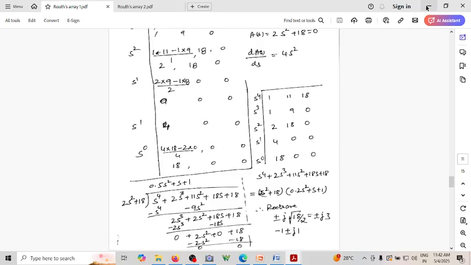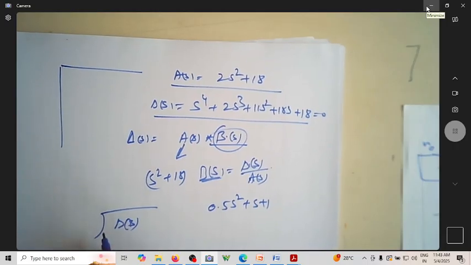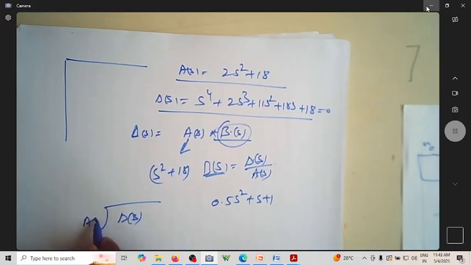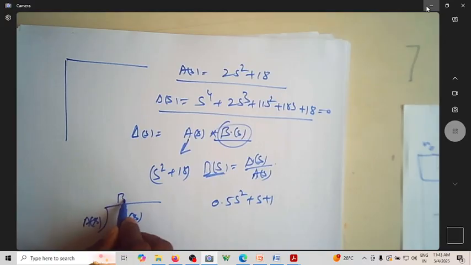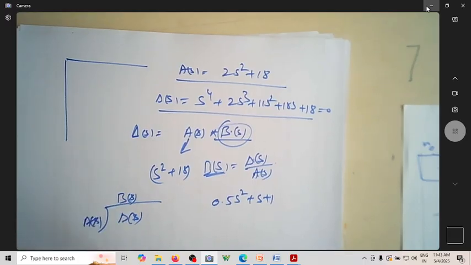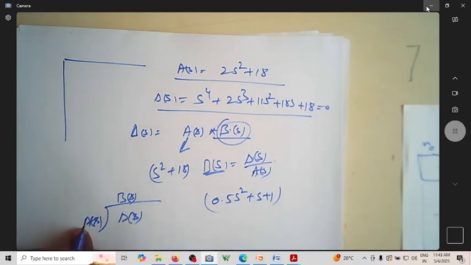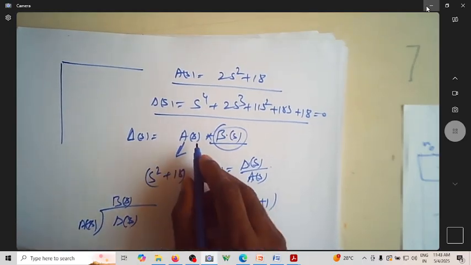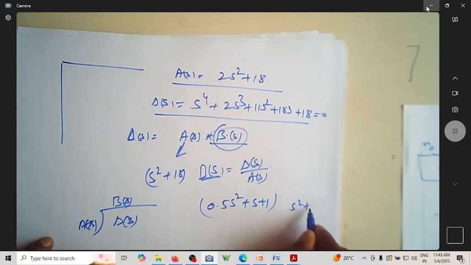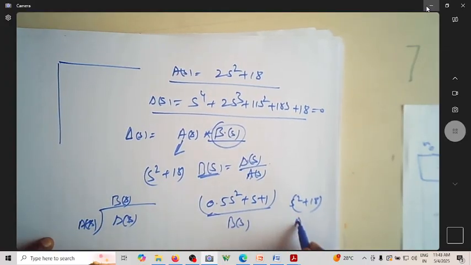So what I'm trying to do is, you have a characteristic equation and you have the auxiliary equation. Divide this characteristic equation by the auxiliary equation, and I'll get the other equation corresponding to the characteristic equation, which is the second part of my characteristic equation. So I know what this is. Of course, we know what E of s is, which is nothing but s square plus 18, and we can find this. So this is B of s, this is A of s.